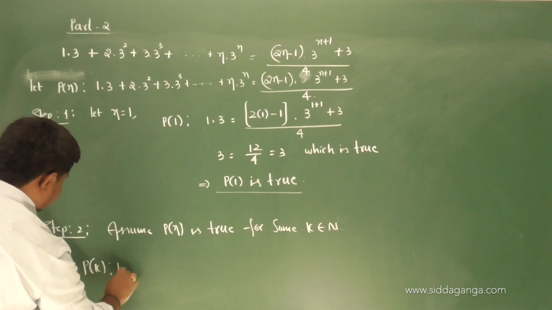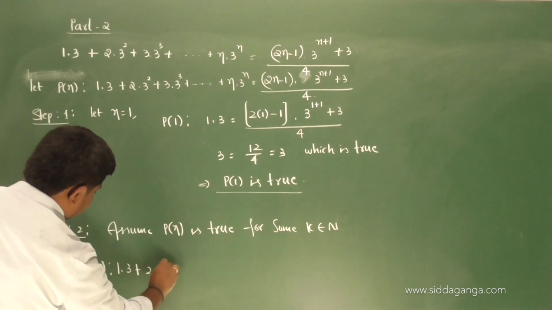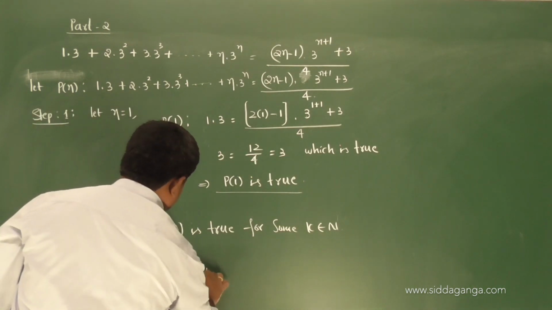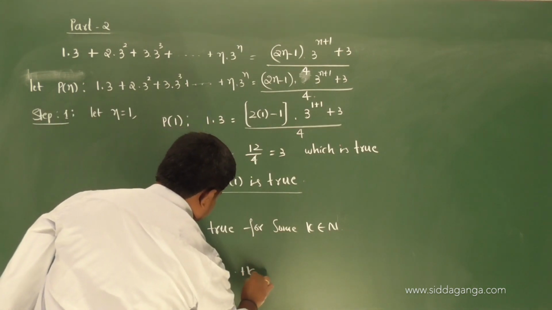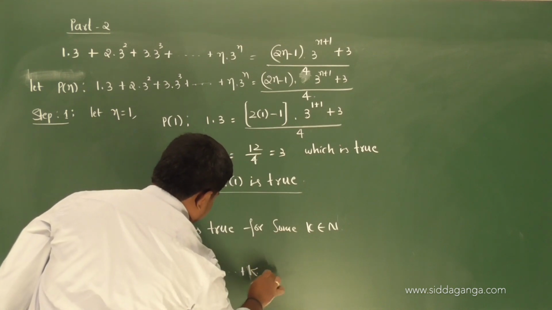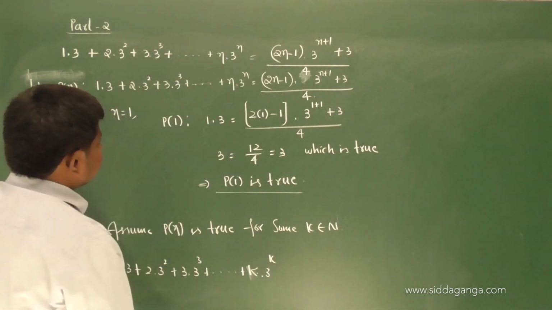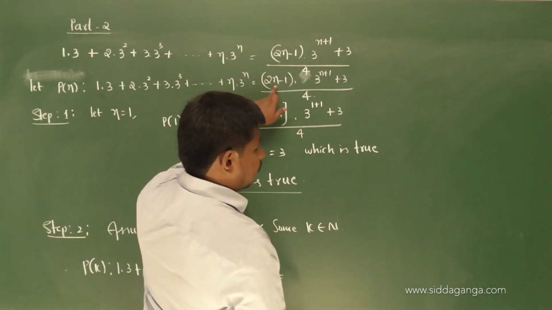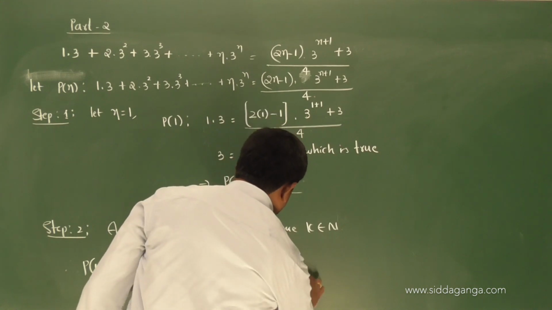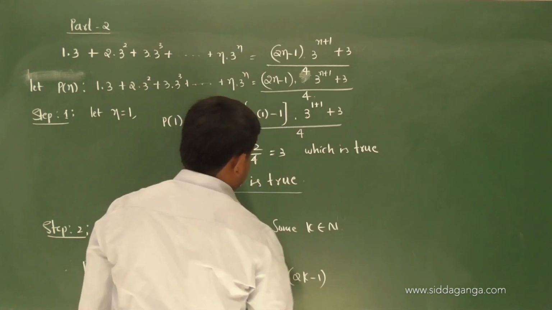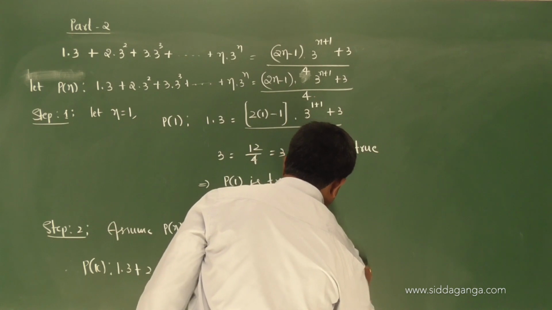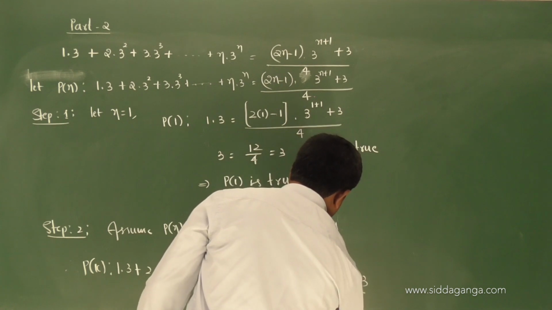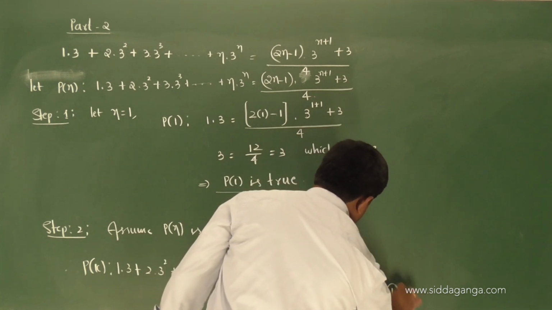So 1 into 3 plus 2 into 3 square plus 3 into 3 cube plus k into 3 power of k, in place of n, let me write k. Right? K into 3 power of k is equal to, 2n minus 1, you mean 2k minus 1 into 3 power of k plus 1 plus 3, whole divided by 4. This is assumed to be true.